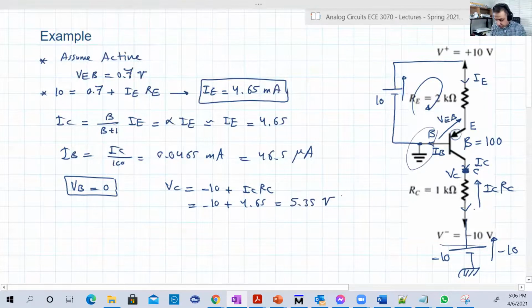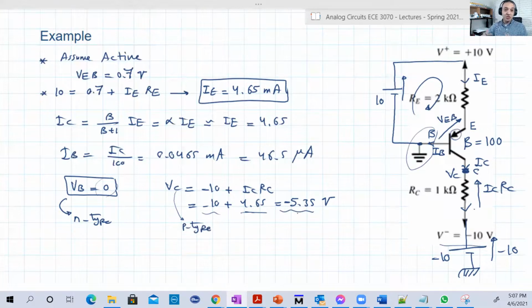Good. Remember, this is minus, because it's -10 plus 4.65. Remember, the base is N type, and it's connected to 0. And the collector is P type, and it's connected to a negative voltage. So the voltage on the base, which is N, is greater than the voltage on the collector, which is P. So it's a reverse biased junction.